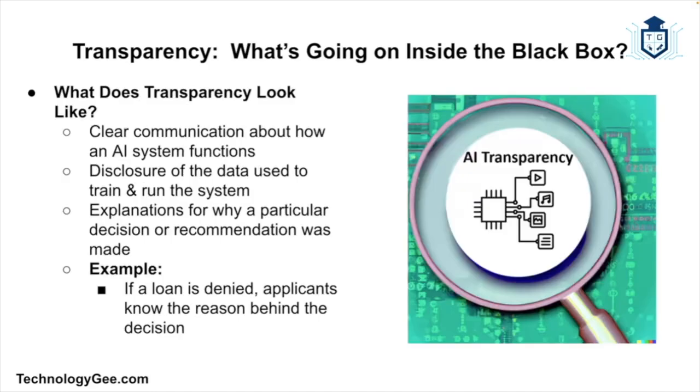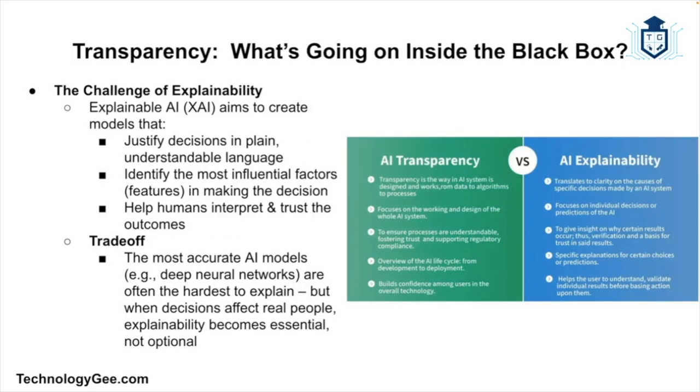So, exactly what does transparency actually look like? Well, transparency means making it clear how AI systems work, what data they use, and why they made a specific decision. Think about it like this. If you are denied a loan, shouldn't you have the right to know why? And if an AI tool is being used in your workplace or your child's school, don't you deserve to understand what it's doing?